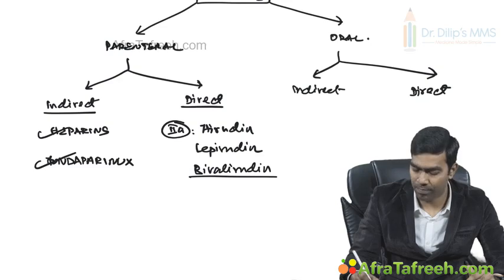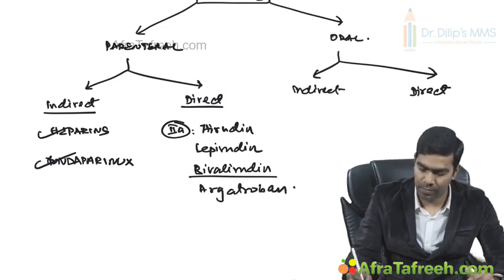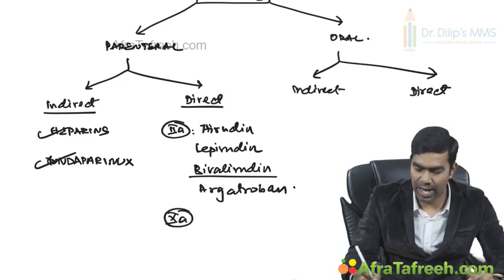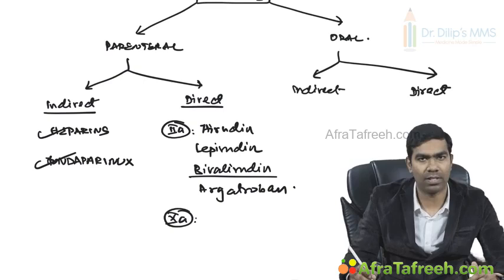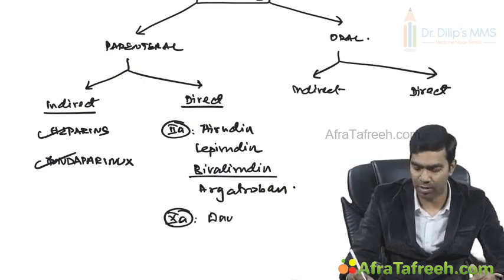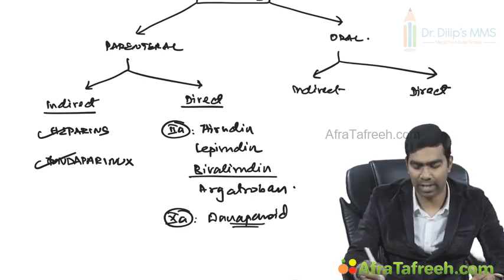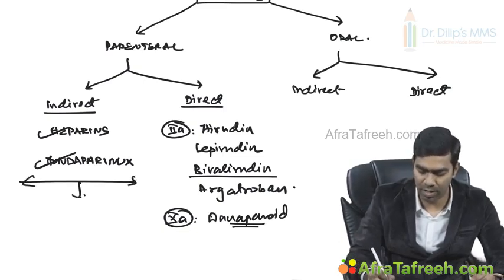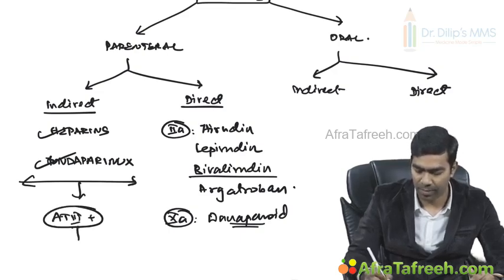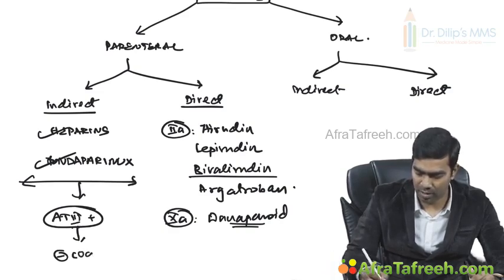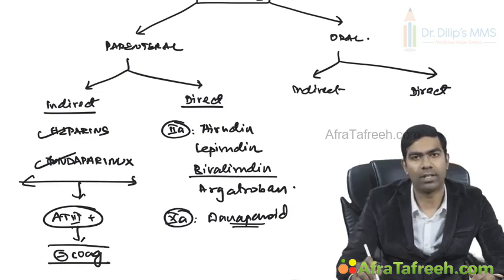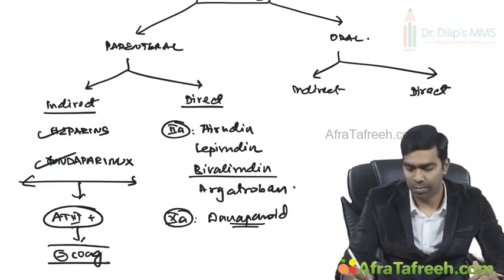Then you have your argatroban. Then there are direct parenteral factor 10 inhibitors also, which are not commonly used. These are heparinoids called danaparoid. Remember, it's a very important thing: heparins act indirectly. How do heparins act indirectly? Because they activate a factor called antithrombin 3, which then inhibits the coagulation cascade. Antithrombin 3 is going to inhibit the coagulation system. Very important point. But these are direct.